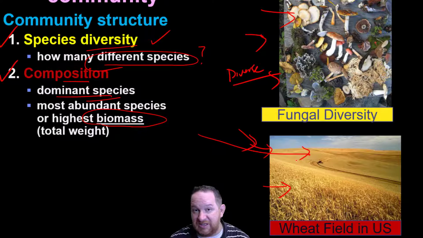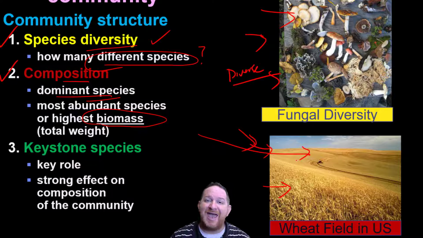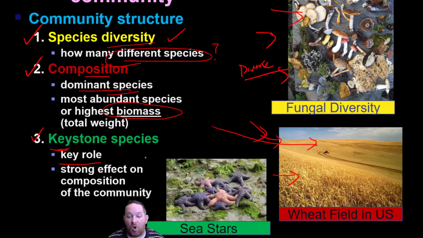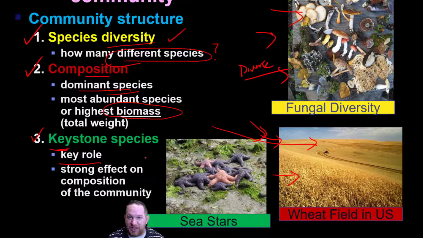We also need to consider something called a keystone species when we are characterizing a community. And in this video, we're going to go through all these ideas: diversity, composition, and keystone species. Keystone species, as is suggested, play a key role in the community. And we're going to really look at the key role that sea stars play in a marine community because they have a strong effect on the composition of that community.